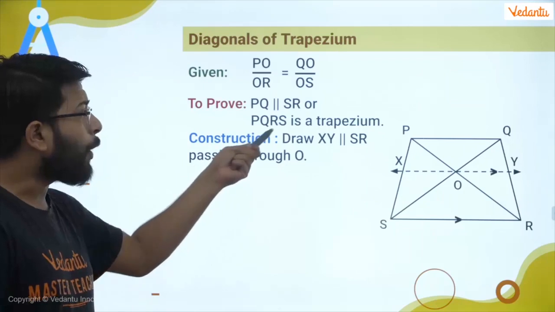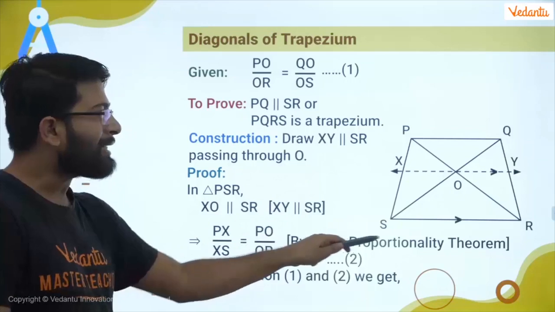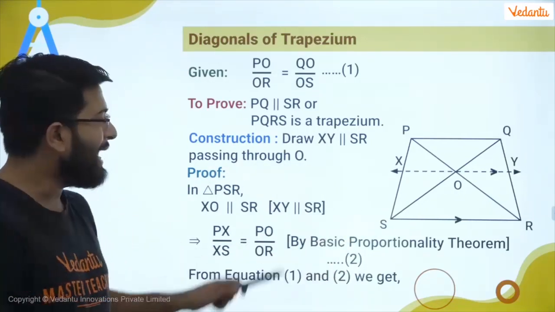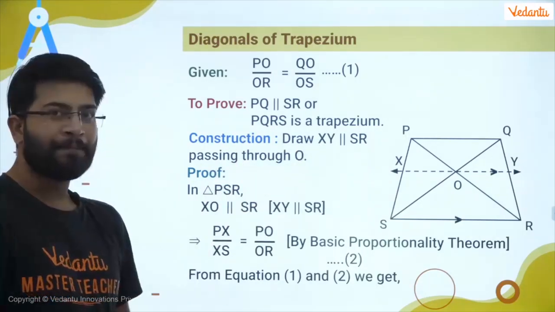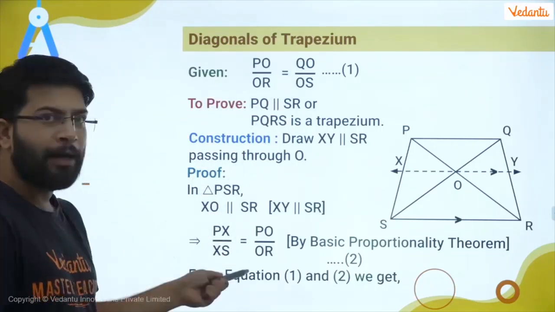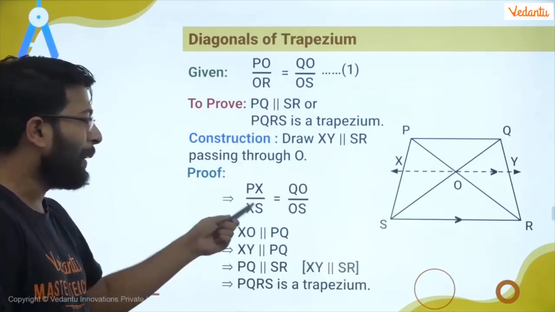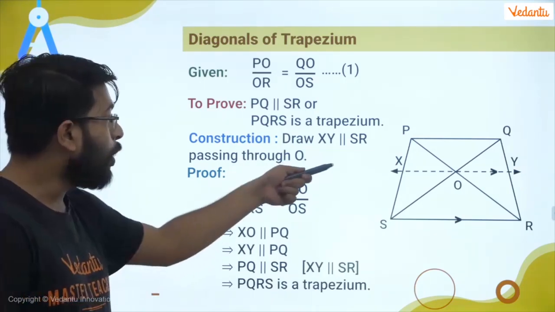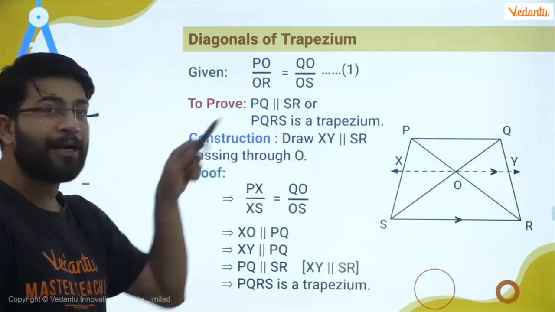Now, champ, after drawing XY, let's consider some triangles. In the triangle PSR, XO is parallel to SR, so we can apply BPT over here. Yes, so I can write PX upon XS is equal to PO upon OR. Now, champ, from equation 1 and equation 2, PO upon OR is common, so we can say that QO upon OS and PX upon XS are also equal. If they are equal to each other, that means the lines XO and PQ are parallel. That means the line XY is also parallel to PQ.